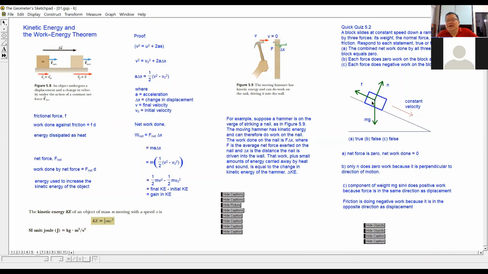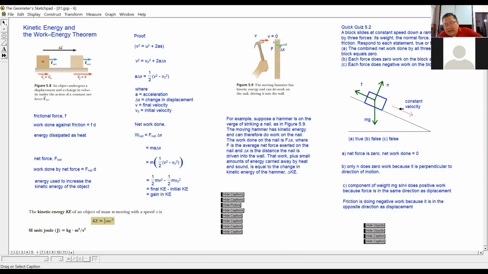Now there is a block. This blue color block is placed on an inclined plane, a ramp. They call it a ramp, actually we call it an inclined plane. So it's placed on top of an inclined plane, and this block slides down the inclined plane with a constant velocity. With a constant velocity.